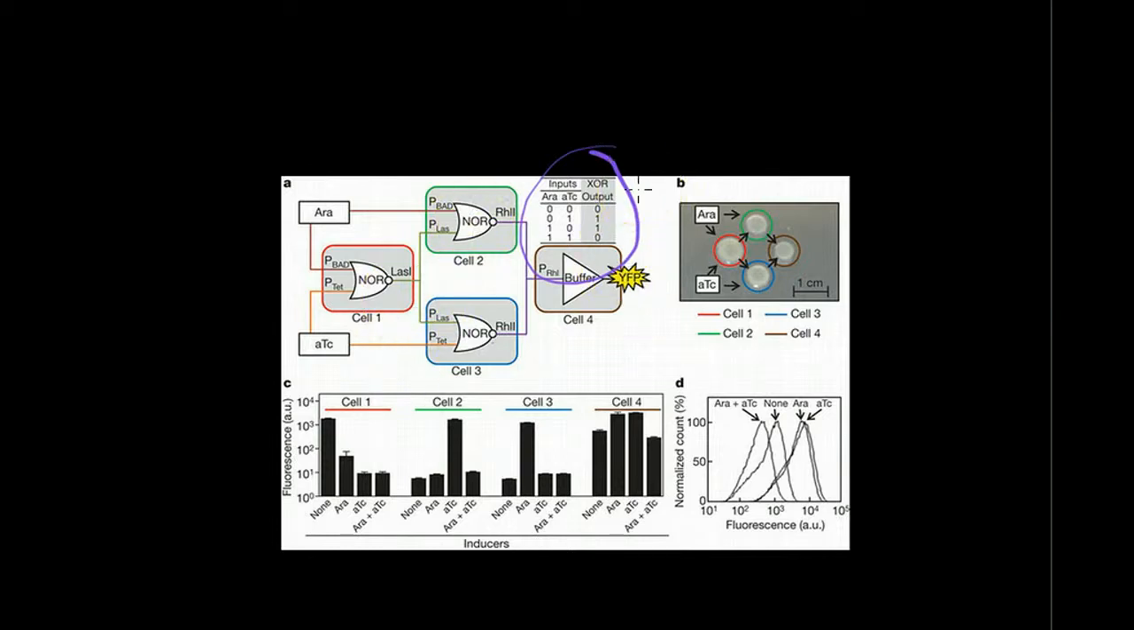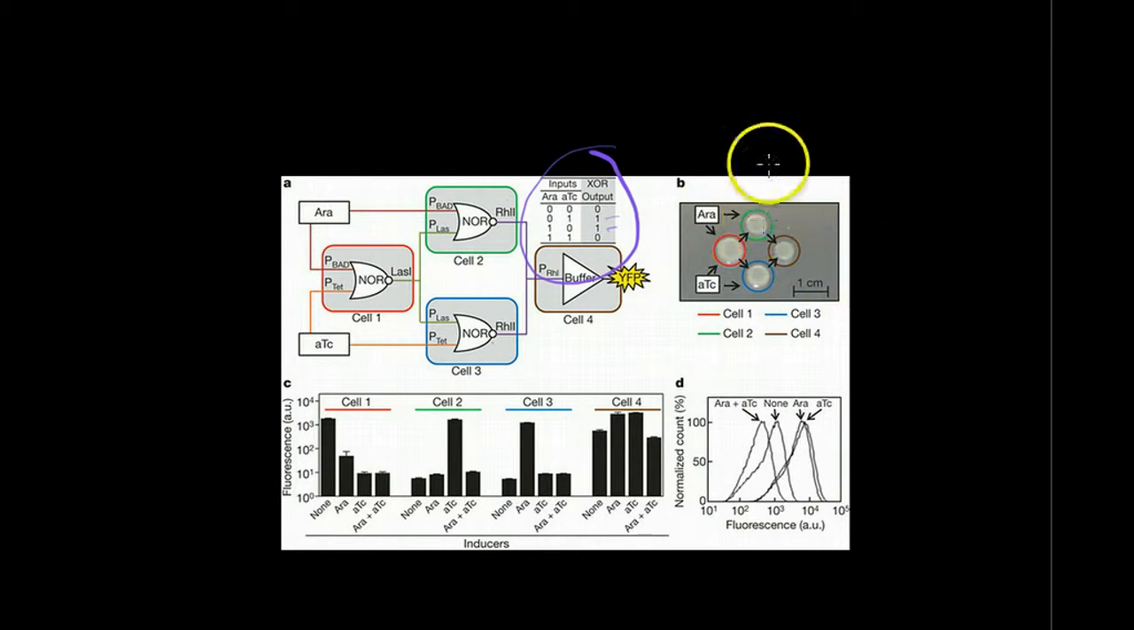And the output of an XOR gate is on only when either of the inputs are on. So you can see right here and right here. When either of these inputs are on, the XOR gate is on. But if both are off, it's off, and if both are on, it is also off. So what the authors did was that they took 4 strains of E. coli colonies, each carrying a different logic gate with different input promoters, and they were able to construct this XOR circuit.